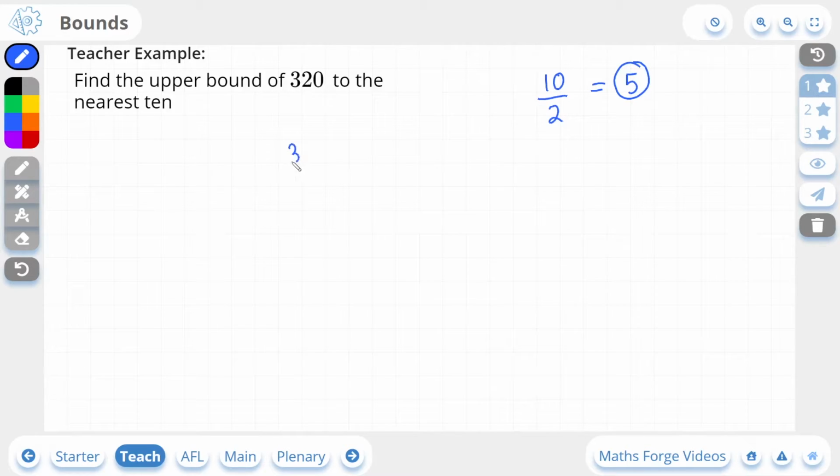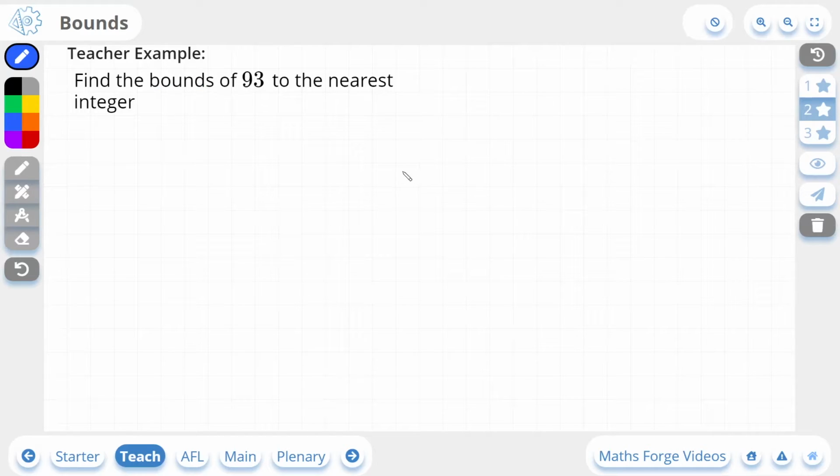So we take 320. We're finding the upper bound of it, so we're going to add this 5 onto it. And this is going to give us 325. And this is the upper bound of 320. If we check our answer, there it is. Now we'll do a 2-star example.